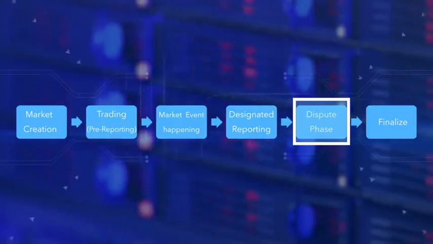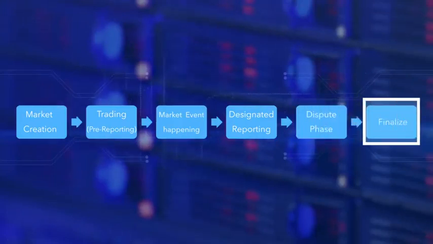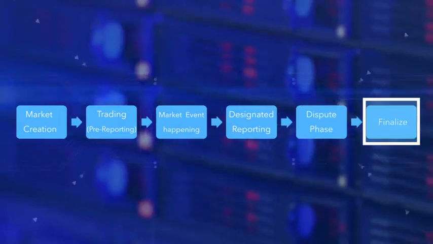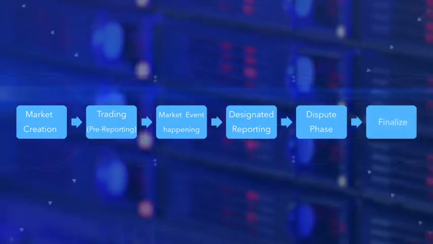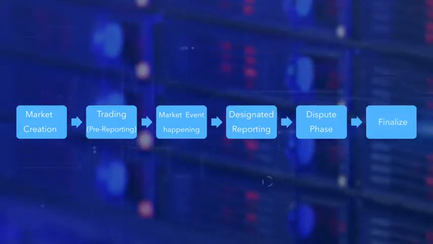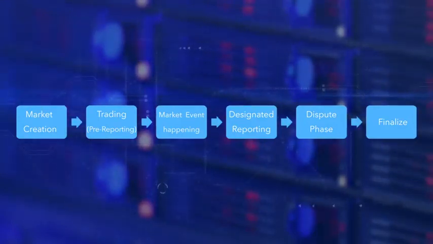Next, the prediction phase ends with a prediction. The event happens. The next phase of reporting begins. At the end of the reporting period, the collective reported outcome is available as an oracle. It is accessed by the smart contract to finalize the outcome and settle the trades and fees.